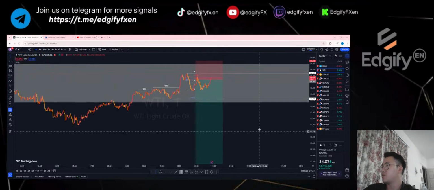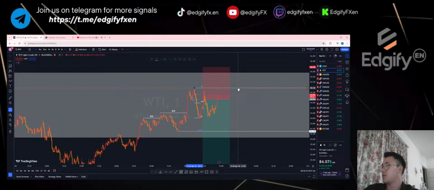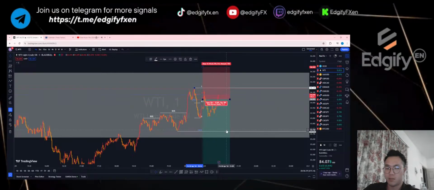Alright, we have WTI currently retracing again. Like I've said, if it breaks above this high, then we'll be looking at a newer range to sell it.